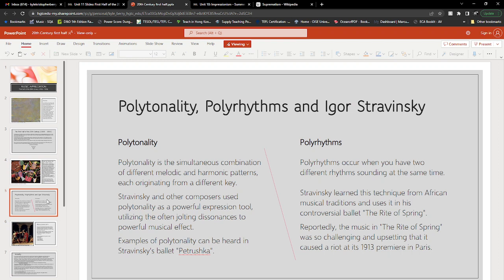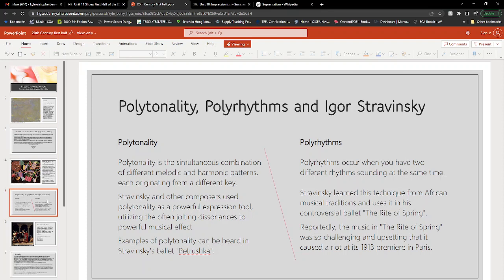And we see that in music as well. One of the first ways we see that in music is the idea of polytonality and polyrhythms. Polytonality, as you can guess, poly and poly, means we're combining lots of things. Instead of mono, where there's only one, poly means many. Polytonality is the simultaneous combination of different melodic and harmonic patterns, each originating from a different key. So instead of just playing in one key, now we might be playing in multiple keys at the same time. Polytonality, many tones, many keys.